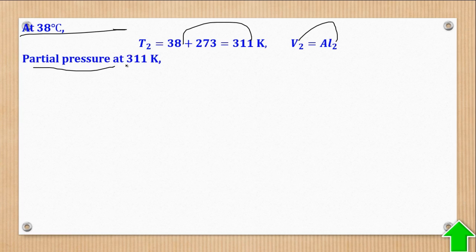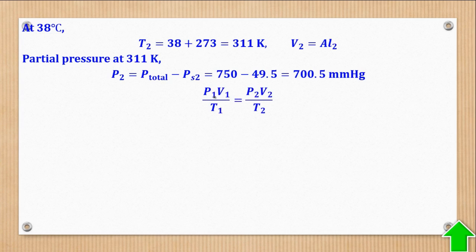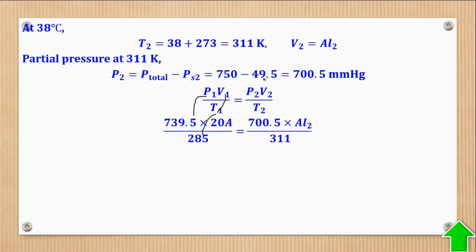Partial pressure at this temperature will be total minus saturated vapor pressure. Total is that, and saturated vapor pressure is that, which gives you that. Therefore, from the ideal gas equation, come and substitute for P1, V1, T1, P2, V2, T2.